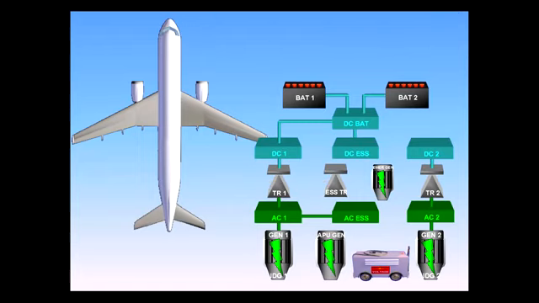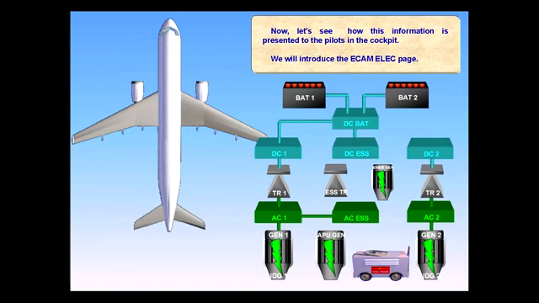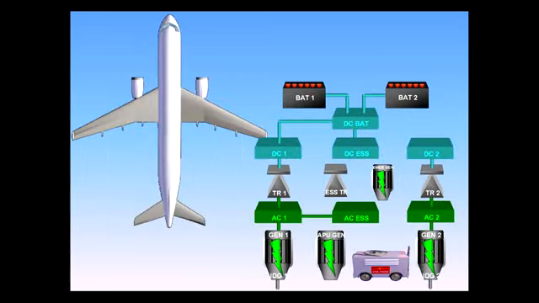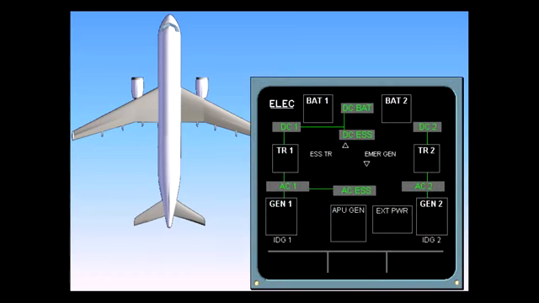Now, let's see how this information is presented to the pilots in the cockpit. We will introduce the ECAM electric page. You can see that all the components we have talked about are displayed on the ECAM page. Notice that each component has a title to aid identification. Let's briefly review the basic system using the ECAM electric page.